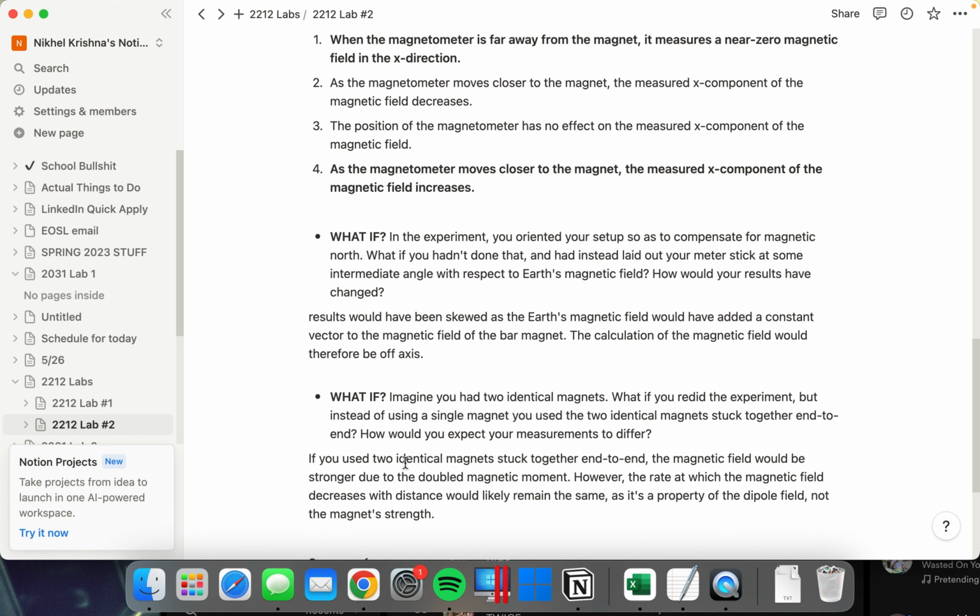If we had two connected magnets, the magnetic field would be stronger because the magnetic moment would increase, but the rate at which the magnetic field decreases with distance would stay the same, because this is a property of a dipole field, and not the magnet's strength. So it's based on the actual charges of the two connected magnets, which are identical, so it stays the same.